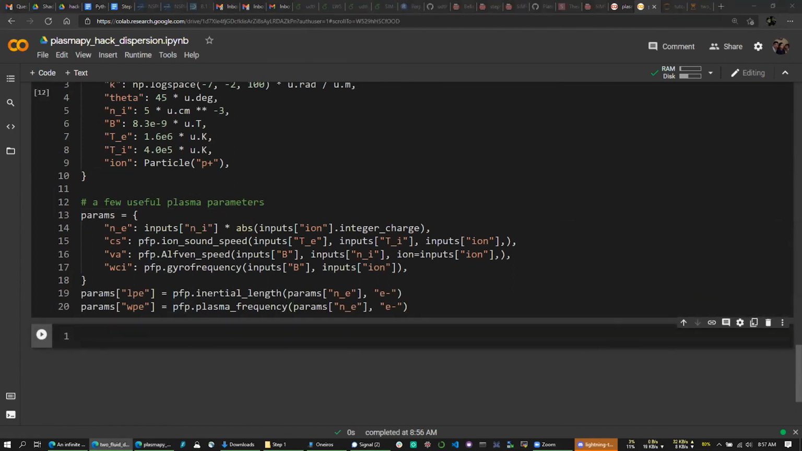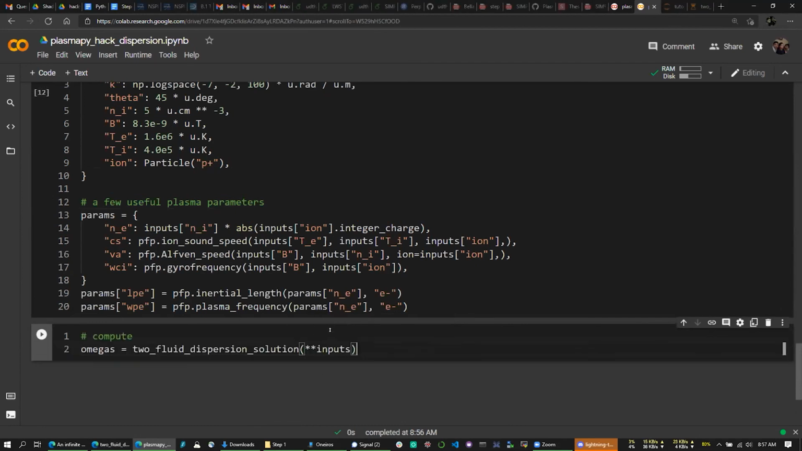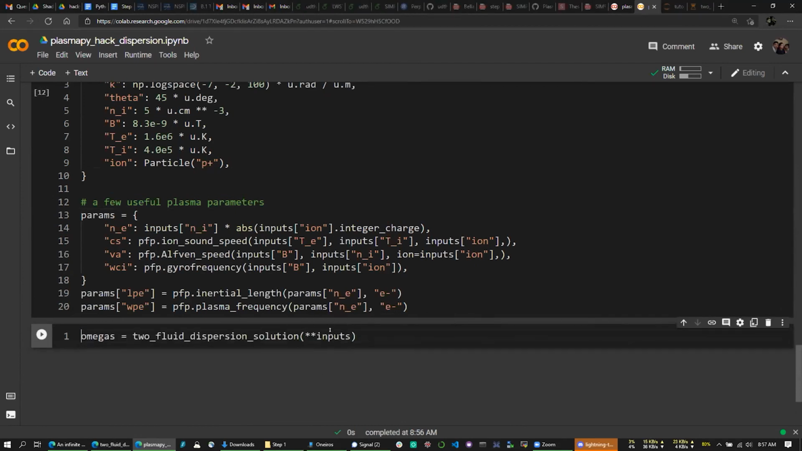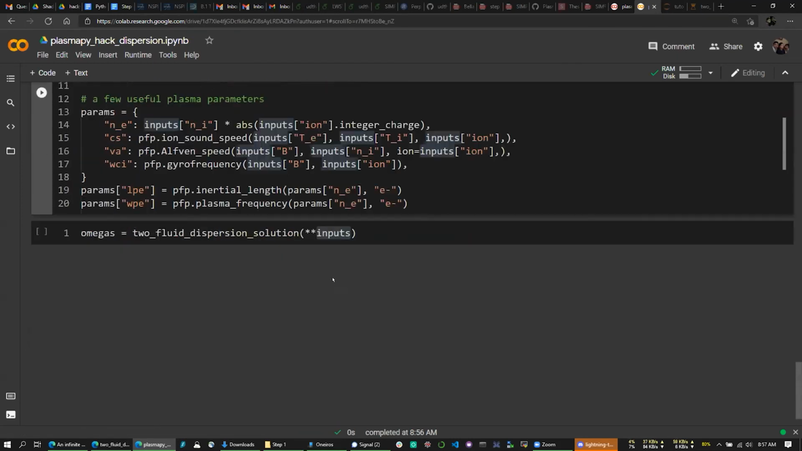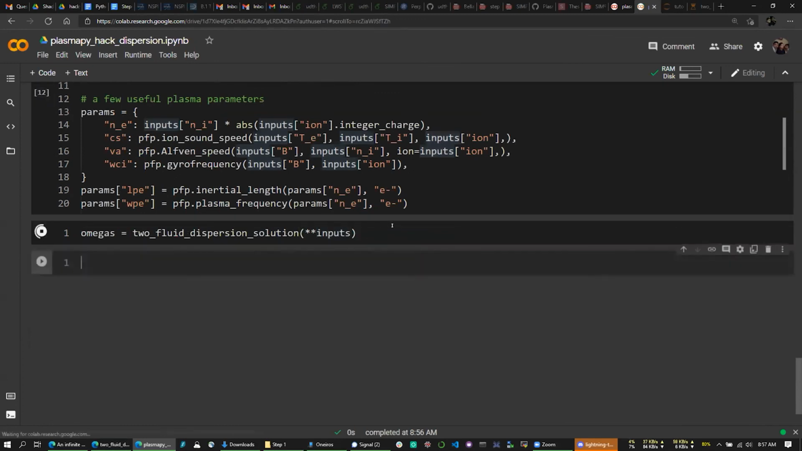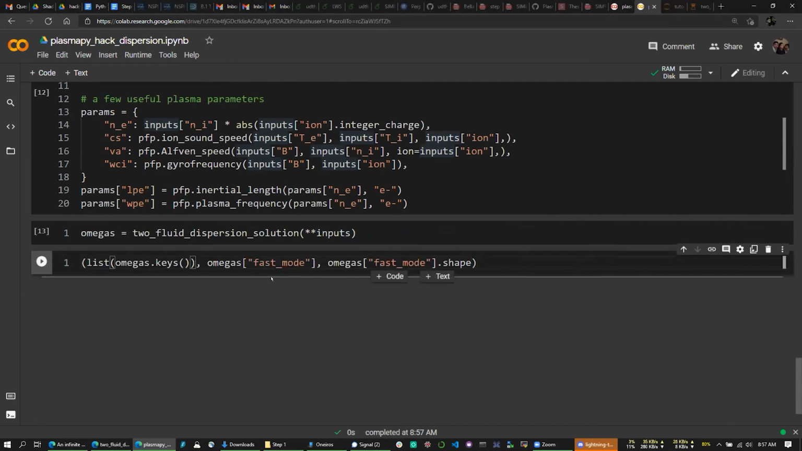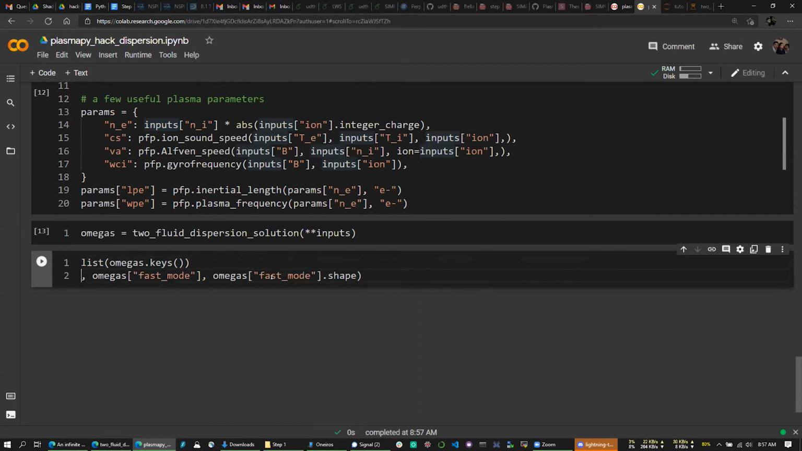we can simply do something like, instead of writing out everything, two fluid dispersion solution with double asterisk inputs, where it will take the values from this dictionary. And once you run that, it will give you, okay, I should have, let's see what's all in there. You know what, let's do one at a time.